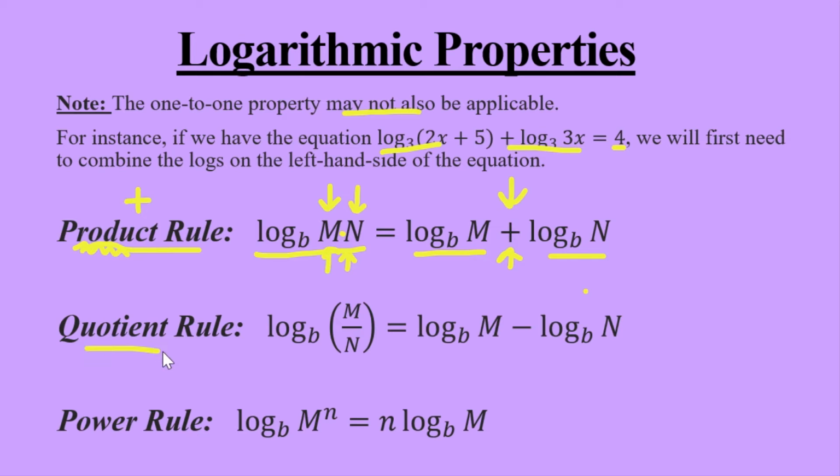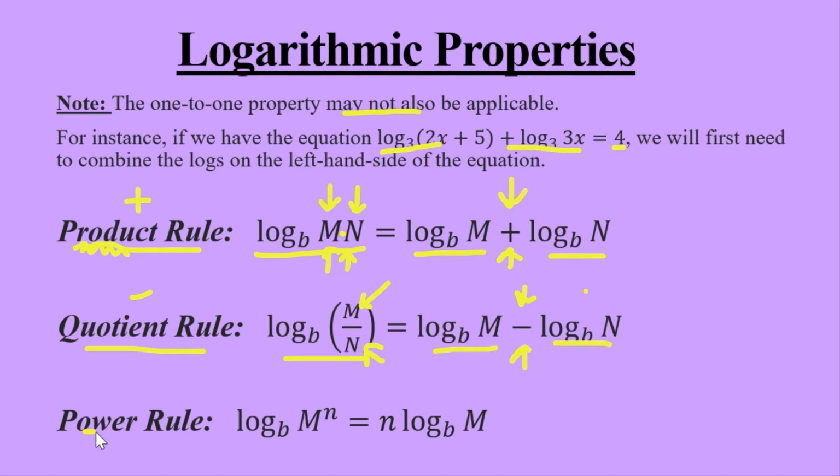Then if I have the quotient rule, that means I'm now dividing two functions. If I have log base b of some function m divided by n, then I can rewrite that as log base b of my top function m, minus log base b of my bottom function n. So if I am using the quotient rule, if I am dividing, then I separate with a minus. Just remember, with quotient, you want to use a minus. If I'm dividing, that corresponds to a minus.